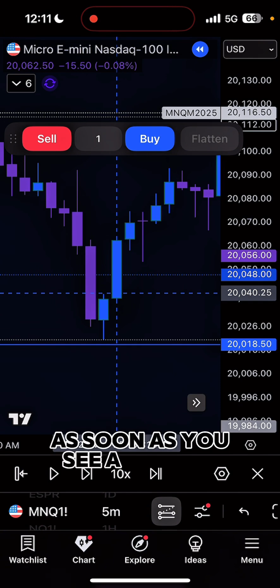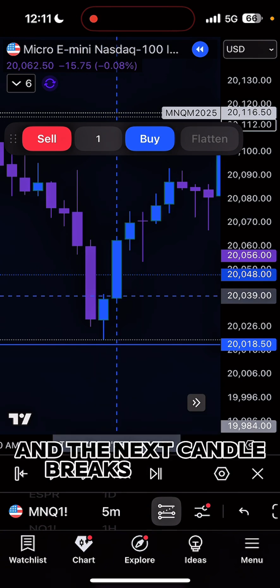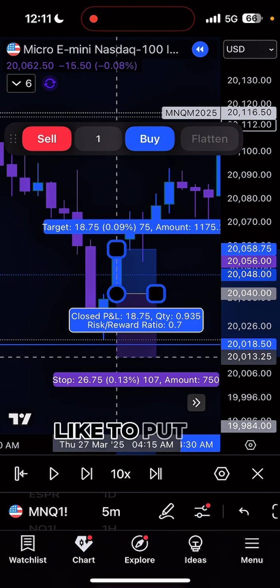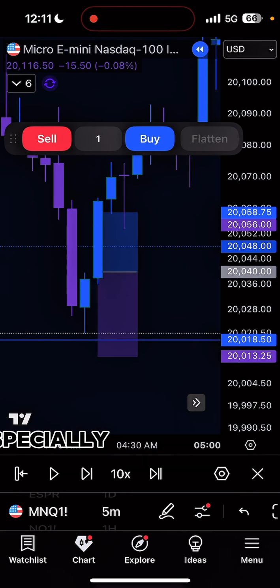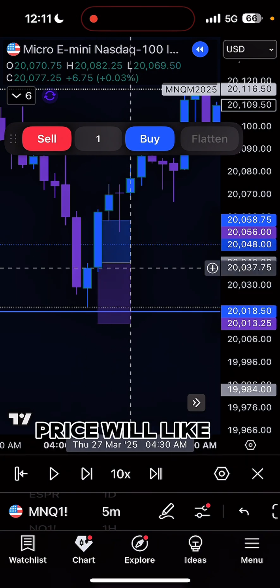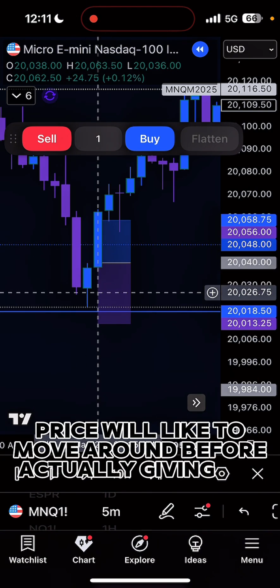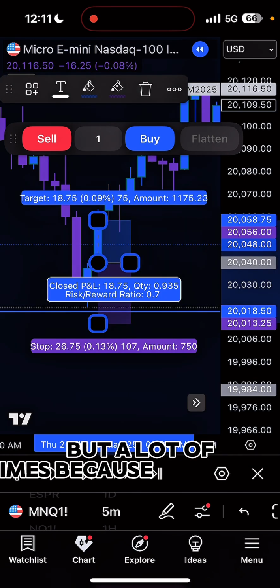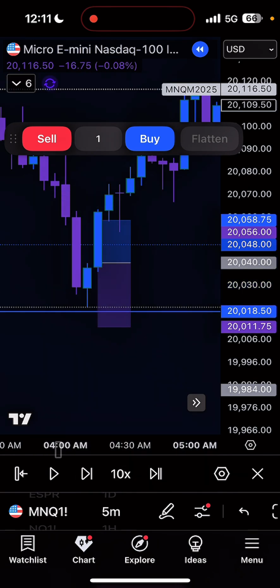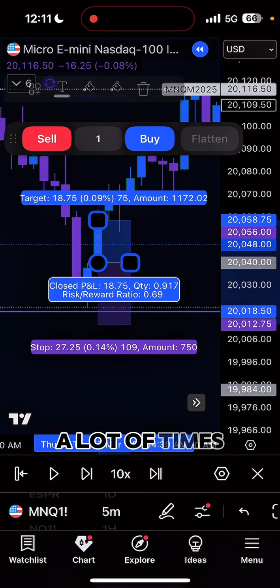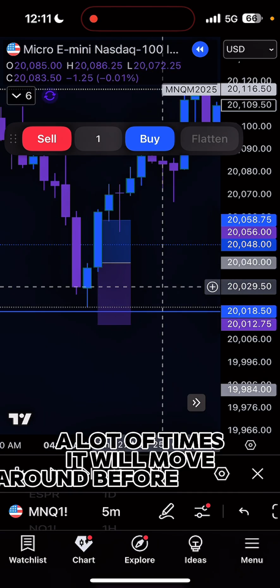As soon as you see a bullish pin bar and the next candle breaks the high, you could enter this trade right here. Your stop loss is below the zone. I like to put my stop loss a little bit far below the zone, especially with NASDAQ or gold or something that's more volatile, because a lot of times price will like to move around before actually giving the move. But a lot of times because it's NASDAQ, I like to put my stop loss right here. I don't like to put it right below the wick of that candle because, like I said, a lot of times it will move around before going up.